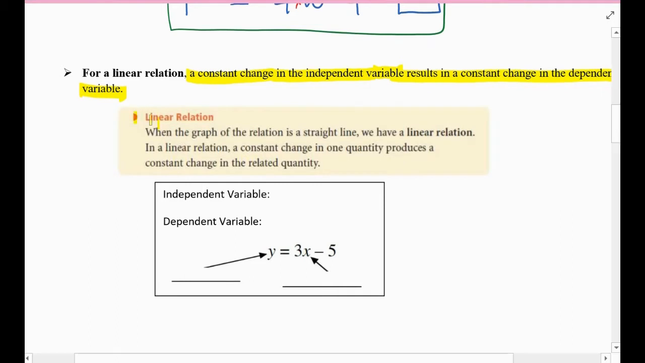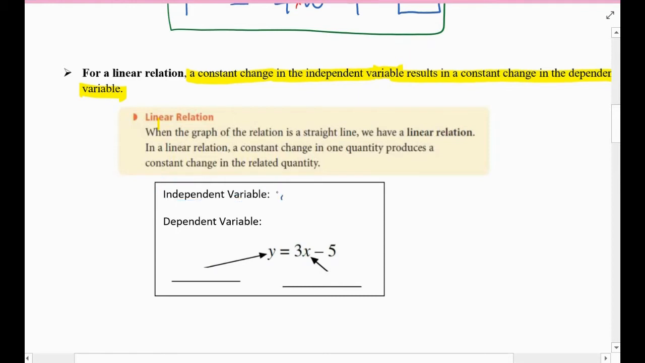So linear relation. When you graph a linear relation, it is a straight line. That's why we call it a linear relation. All right. This is an equation of a linear relation. So when we have an x and y, the input variable is always the independent variable.